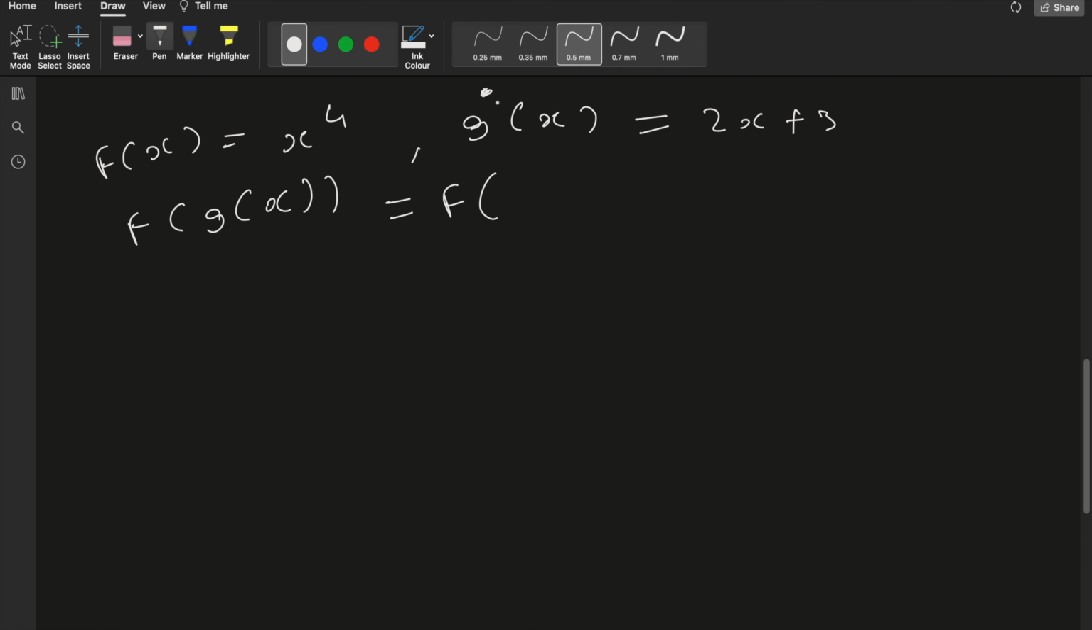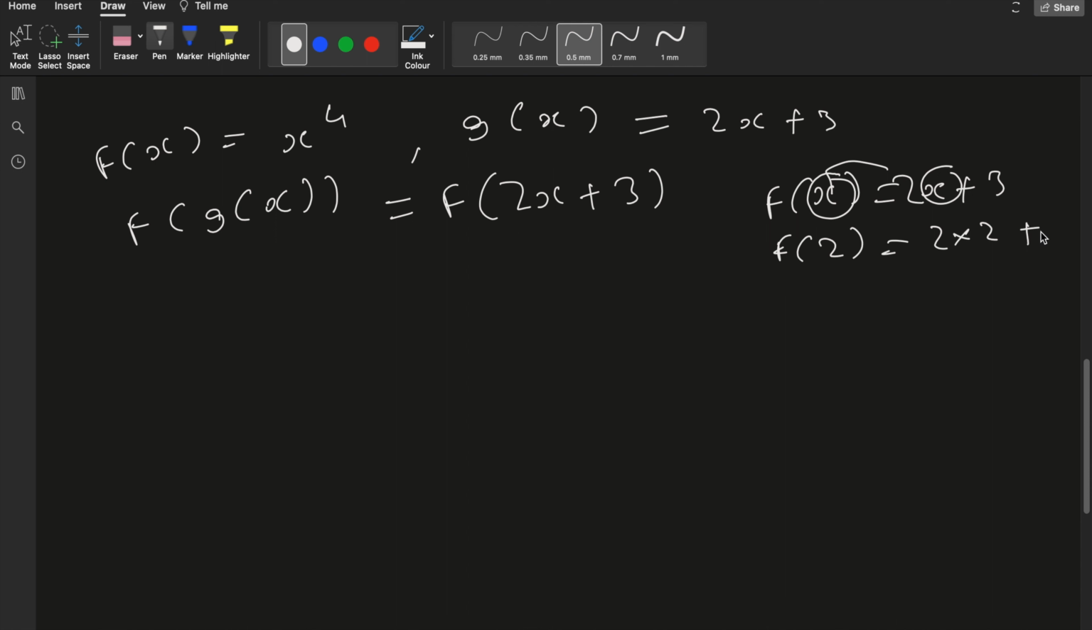Oh yeah, by the way, just remember that don't ever write this because it means something completely different. We'll learn that maybe in the last chapter. So write this, the g of x, the whole thing: 2x plus 3. Like I said in the function notation, you replace this value with this, meaning if this was f of 2, you write 2 into 2 plus 3. So whatever's inside the brackets, you substitute the value over here with x.